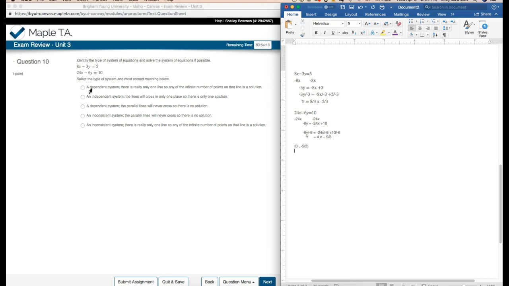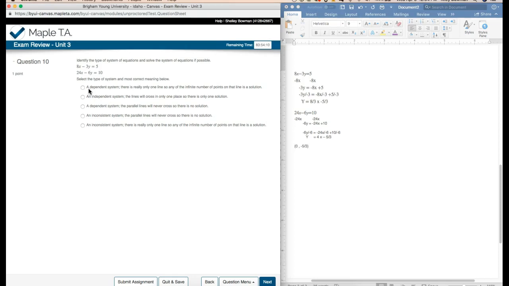So I know that it's going to intersect. A dependent system means that they're the exact same equation and they're going to intersect the entire way. This definition matches, but that's not the system that we have. The next one says an independent system. The lines will cross in only one place and there's only one solution, and we just found it. So I'm going to select that.